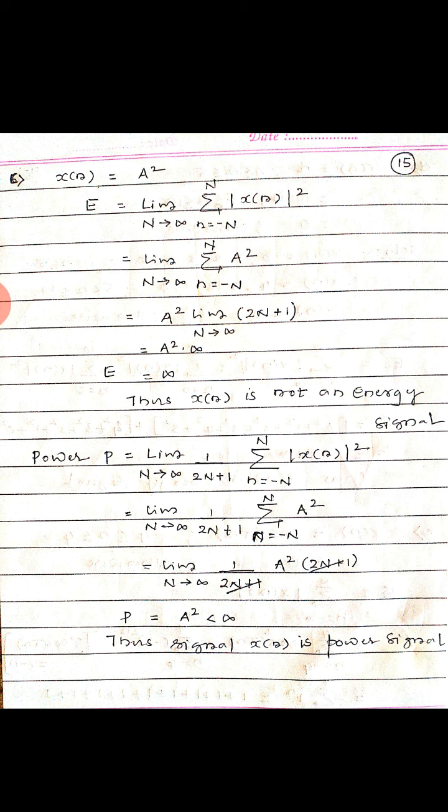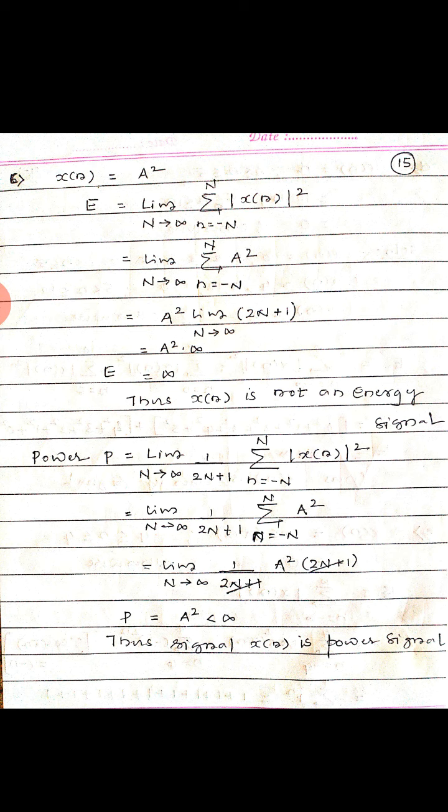So 2 into infinity plus 1 gives infinity, and infinity into A square is also infinity. So E is equal to infinity, which is not a finite quantity. Hence x of n is not an energy signal. x of n is an energy signal only when its energy is finite.